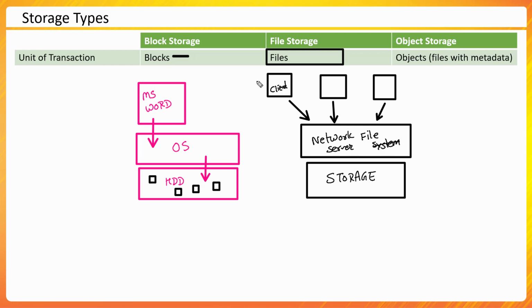Now these file clients here would be issuing commands to create a file, update a file, modify or read. That will be taken care of by the network file server here. It would go to the storage and deliver you the file you requested or modify the file you requested. So that is file storage.